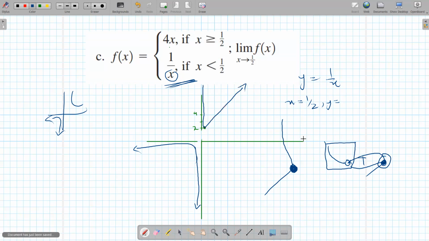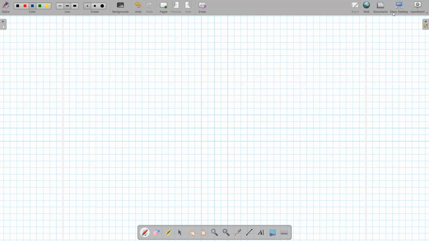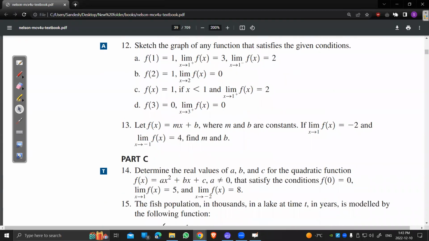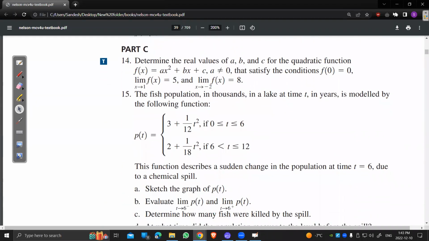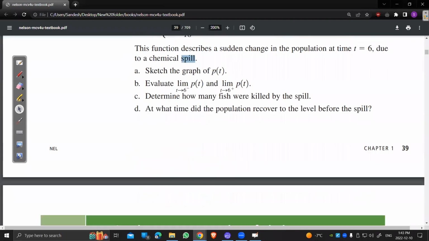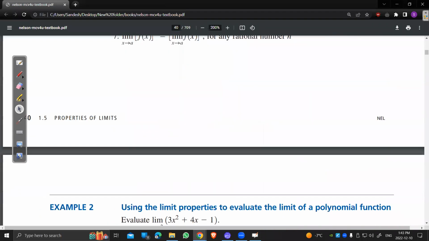Because right there, same idea, right? This one has a closed circle here, but this one has an open circle, because it's greater than the limit is 2. Is this continuous at 2? Yes, it is, because there's no open circles or any discontinuities there. So those are easy ones, right?